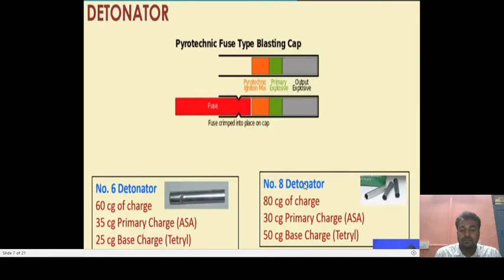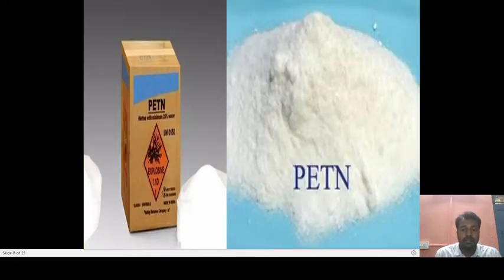In case of number 8 detonators, there are 80 centigrams of charge, consisting of 30 centigrams of primary charge, ASA, and 50 centigrams of base charge. The example is pentaerythritol tetranitrate, that is PETN. Now, this is your PETN in the powder form.